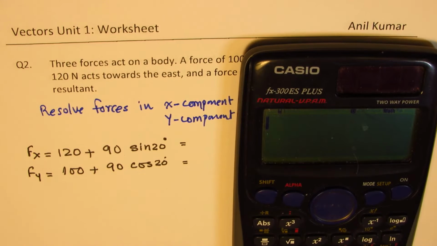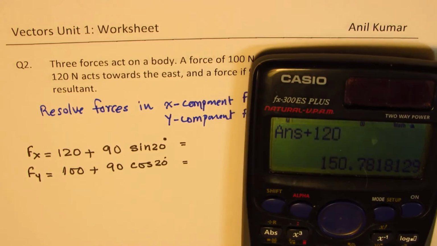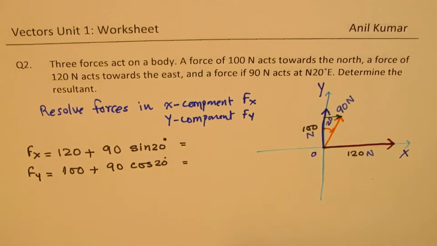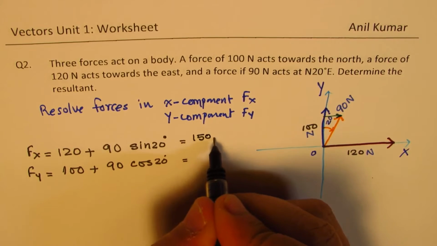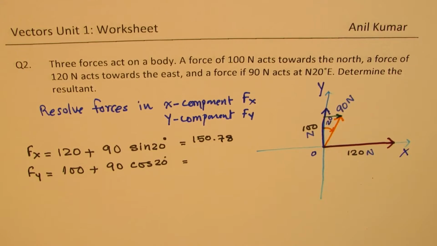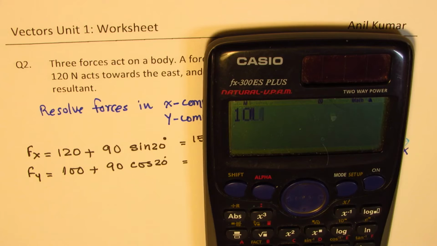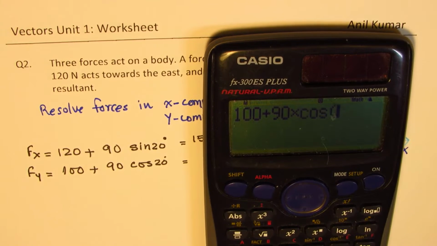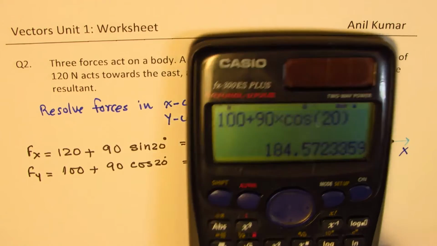So we have 90 times sine of 20 degrees, and to this we'll add 120 to get the x component. So we get 150.78, right? The next one is 100 plus 90 times cos 20, and that is 184.57.